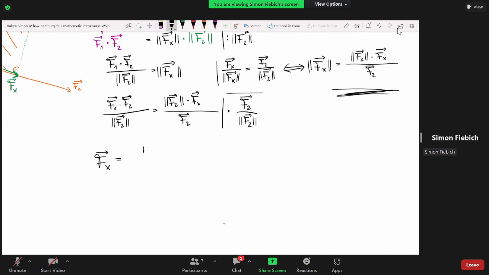And this would then be equal to the scalar product of f1 and f2 being divided by magnitude of f2 times magnitude of f2. So in fact, we would have magnitude of f2 squared. And this whole expression times f2.